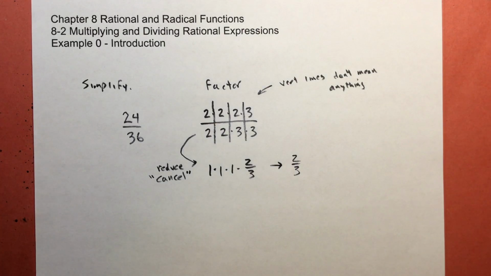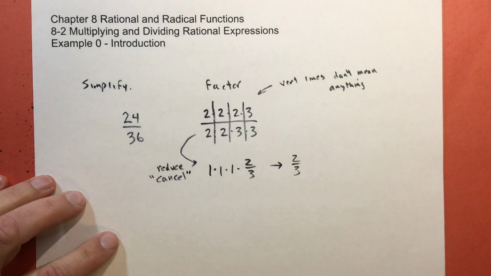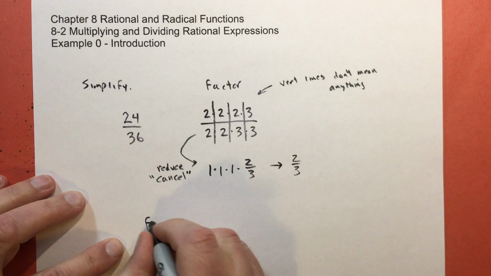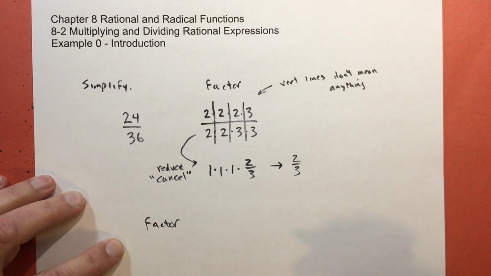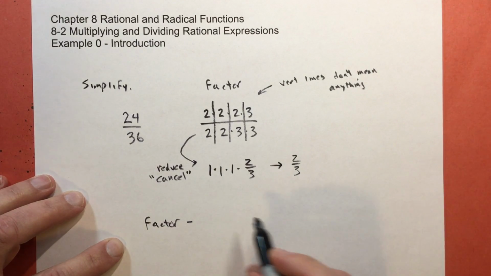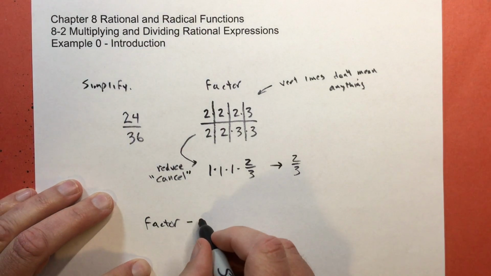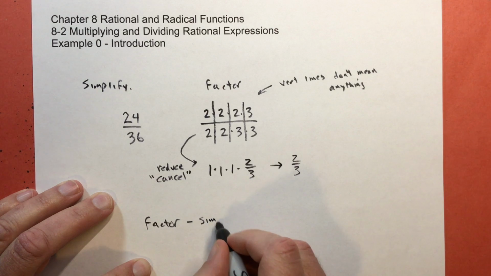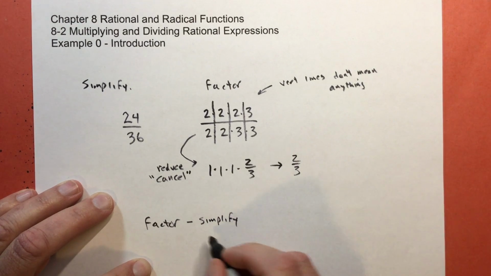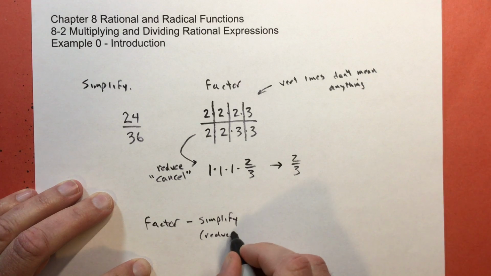So in general, this is what we're going to do. We are going to factor. We are going to reduce or cancel, whatever we want to call it. We'll say simplify, reduce, cancel, etc.